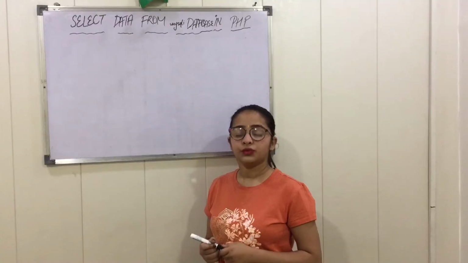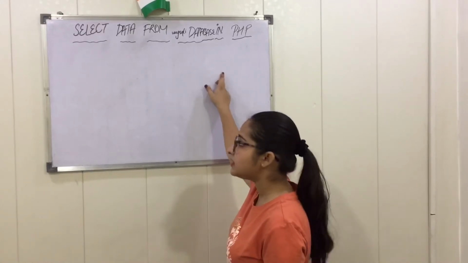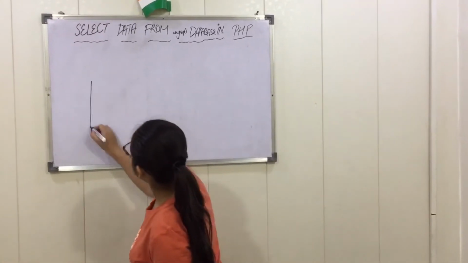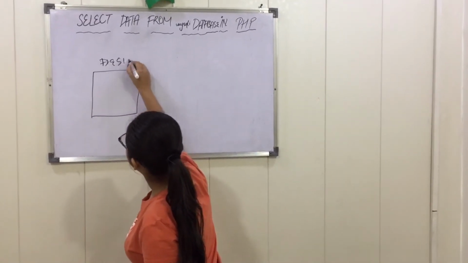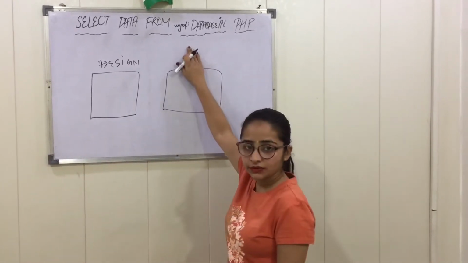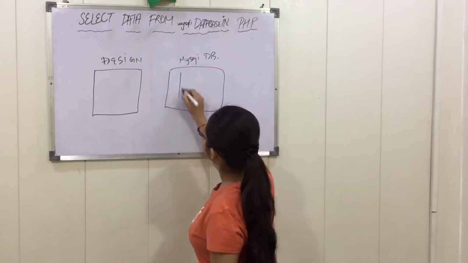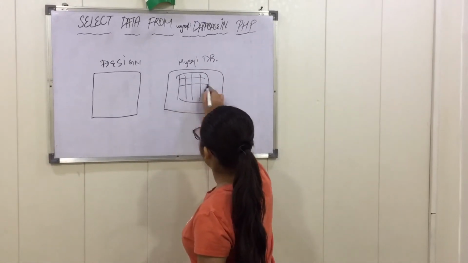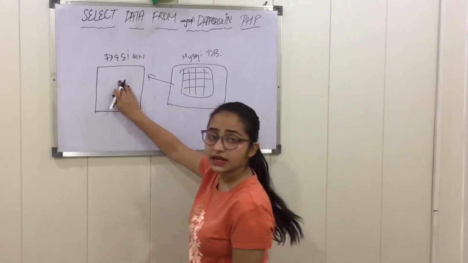Today we are going to discuss how to select the data from a MySQLi database in PHP. Suppose this is my design part, that is HTML or CSS, and the second is my database. Suppose I already have my data stored in the backend, and I want this data to be viewed on my HTML design part.